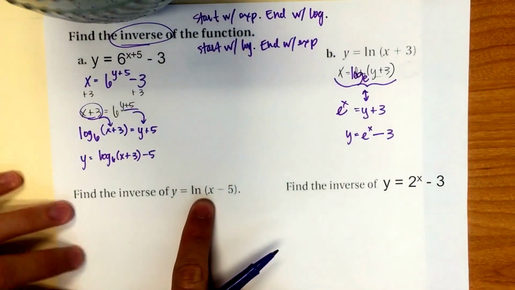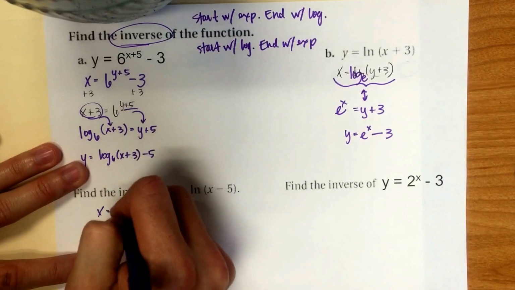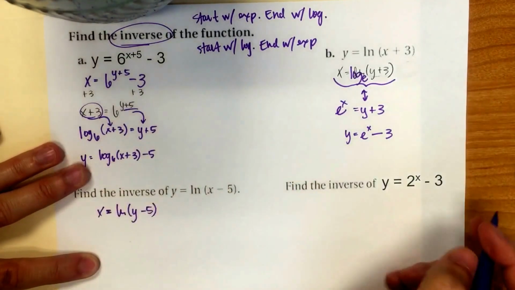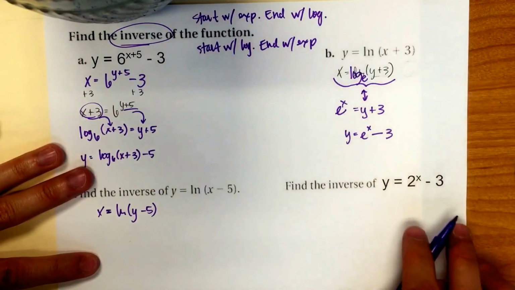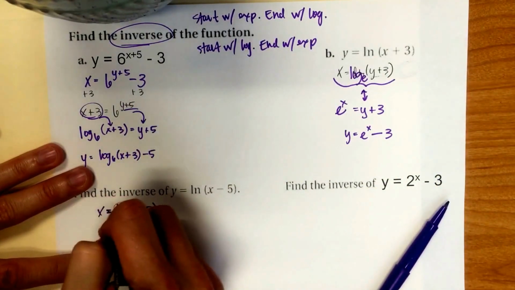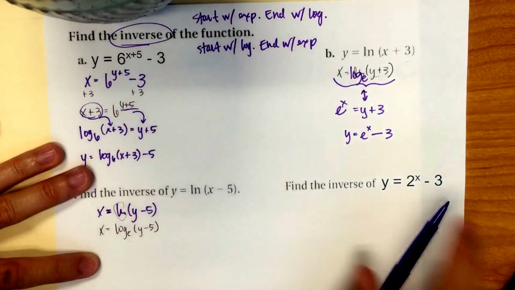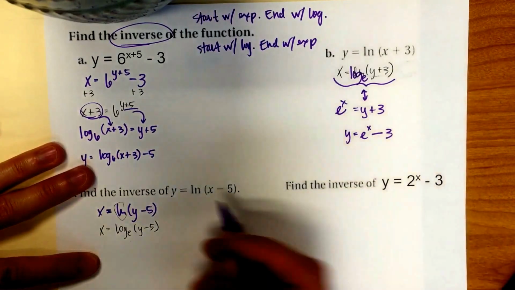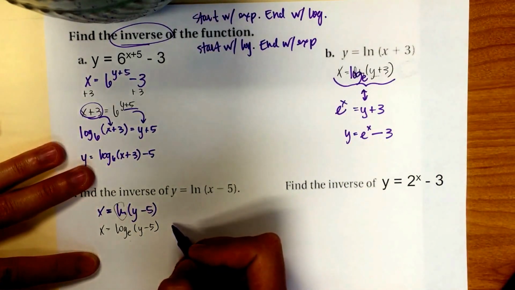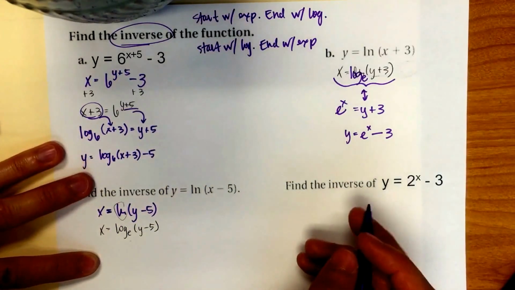Skipping down, first thing I do here, switch x and y. Once I've done that, again, you want to look at this and make sure you know that that's log base e. So some of you might want to rewrite it that way. It's never a bad thing to have too much information. Now there's nothing hanging out here, so I don't have to worry about adding or subtracting anything. All I'm going to do is change this into exponent form.